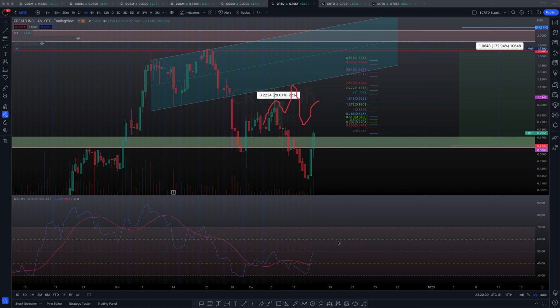CRTD showcasing its bull thrust. Let's go ahead and find out exactly what's going to happen for the next sessions.